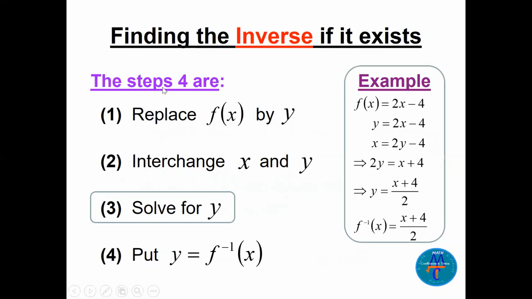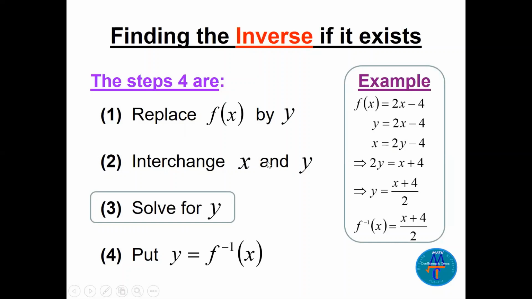So g is not the inverse of f. Now, this is an important slide here: finding the inverse if it exists. There are 4 steps for all functions to find the inverse. And here is a simple example, just to compare the steps. We have a function f of x equals 2x minus 4. The first step in finding the inverse is to replace f of x by y. So we say y equals 2x minus 4.